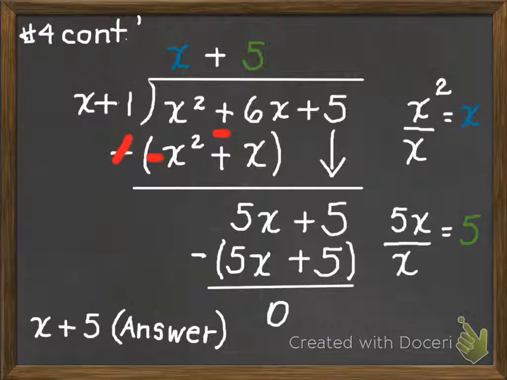We take the 5x off of the 5x plus 5, which is the first term now, and we divide it by the x in the divisor. 5x over x, those x's cancel, and we have 5. The green 5, and you see the green 5 goes right above the 6x in the dividend.